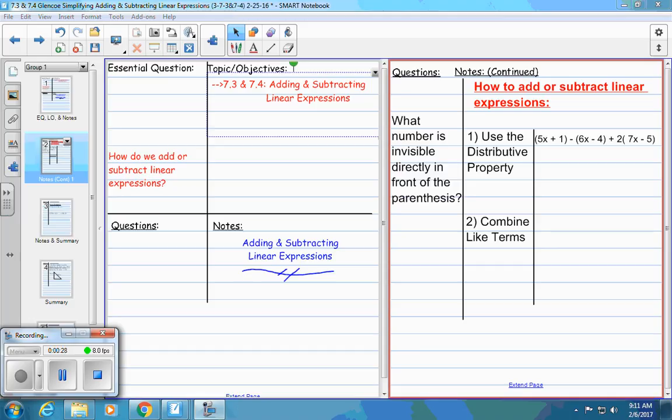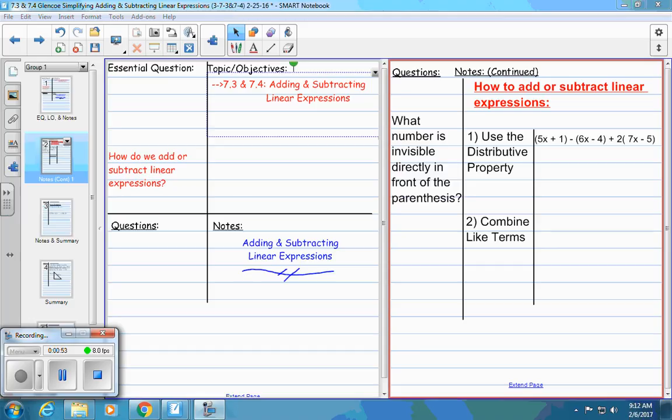Okay, welcome back, students. So we are learning today how to add and subtract linear expressions. And our essential question today is, how do we add or subtract linear expressions? And these are the same exact steps from your 7.2 note where we learned how to simplify algebraic expressions. Because when you add or subtract linear expressions, you are simplifying the expression.